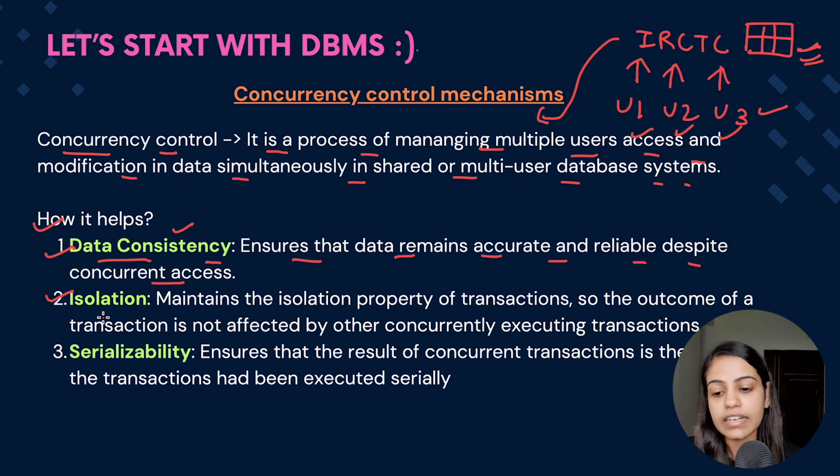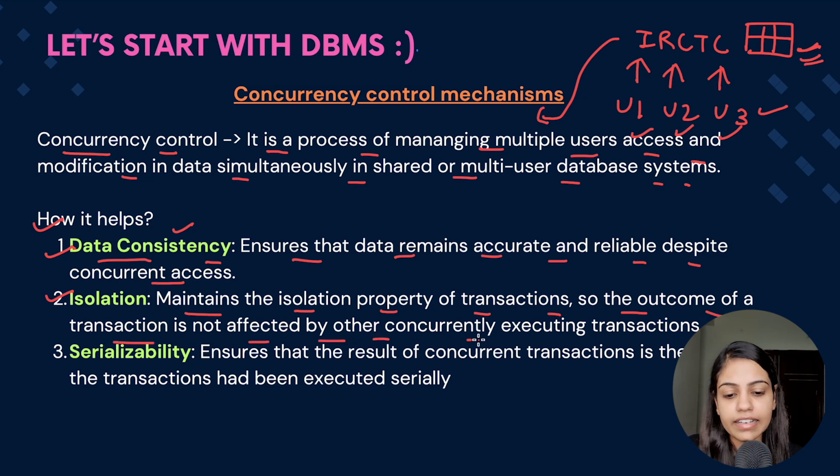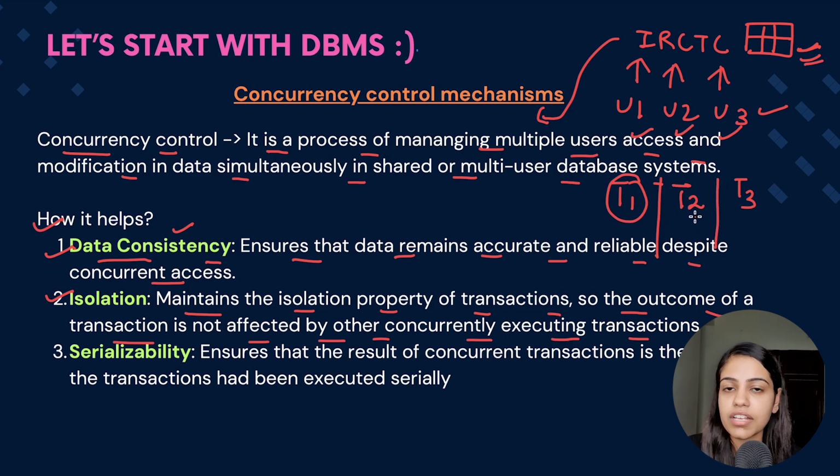Now coming to the second thing, that is isolation. It maintains the isolation property of transactions so that the outcome of a transaction is not affected by other concurrently executing transactions. Since multiple users are doing transactions at the same time, consider user 1 is doing transaction T1, user 2 is doing transaction T2 and user 3 is doing transaction T3. As part of each transaction we are doing some read and write operations.